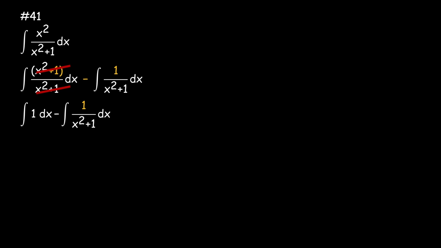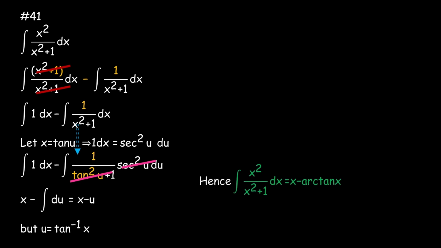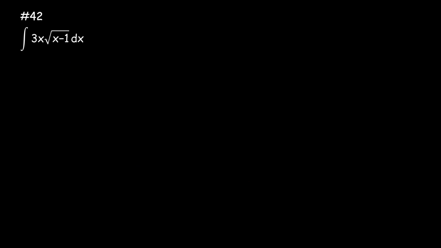So let's see, if you let x be tan u, the derivative of x is sec squared u. So you would have 1 over tan squared u plus 1, times sec squared u du, which cancel out. And then you have the integral of du equal to x minus u, right? u is actually tan inverse of x. So if we replace all of that, we would have our final answer as x minus arc tan x, or tan inverse of x.